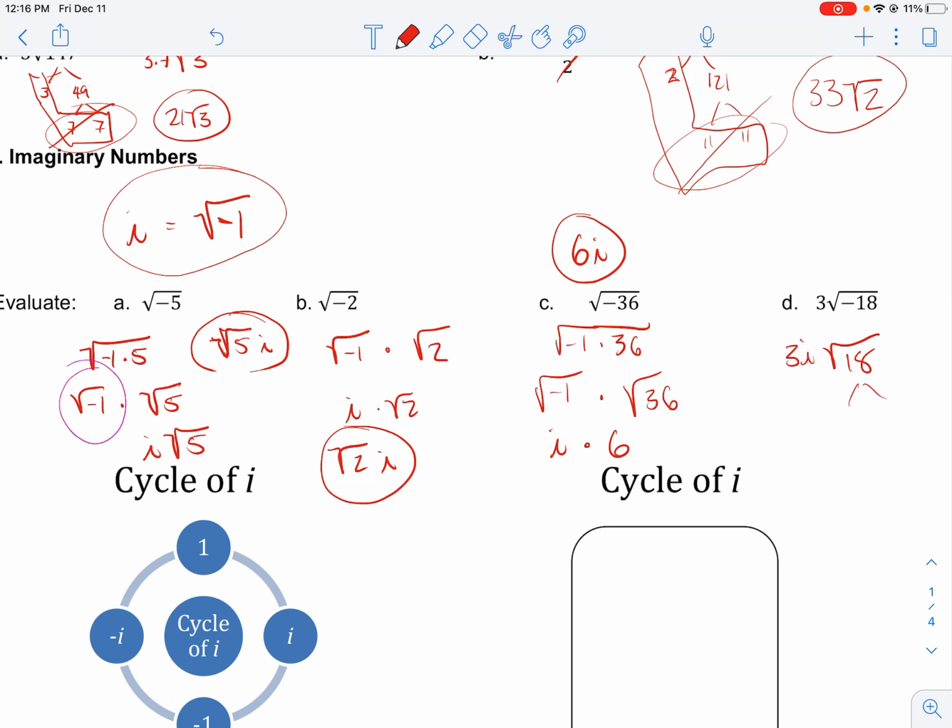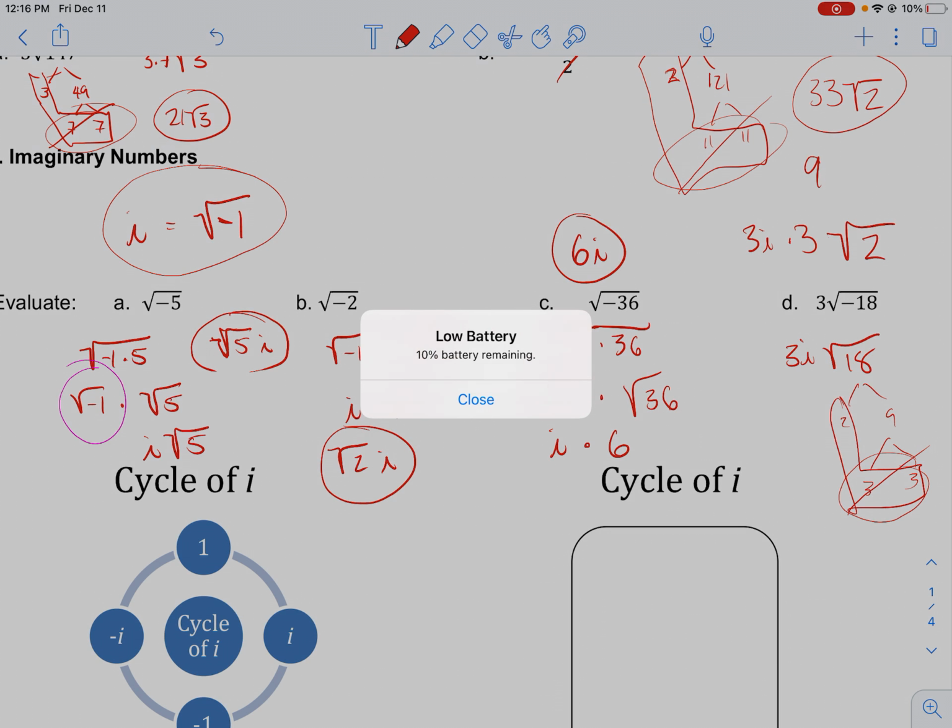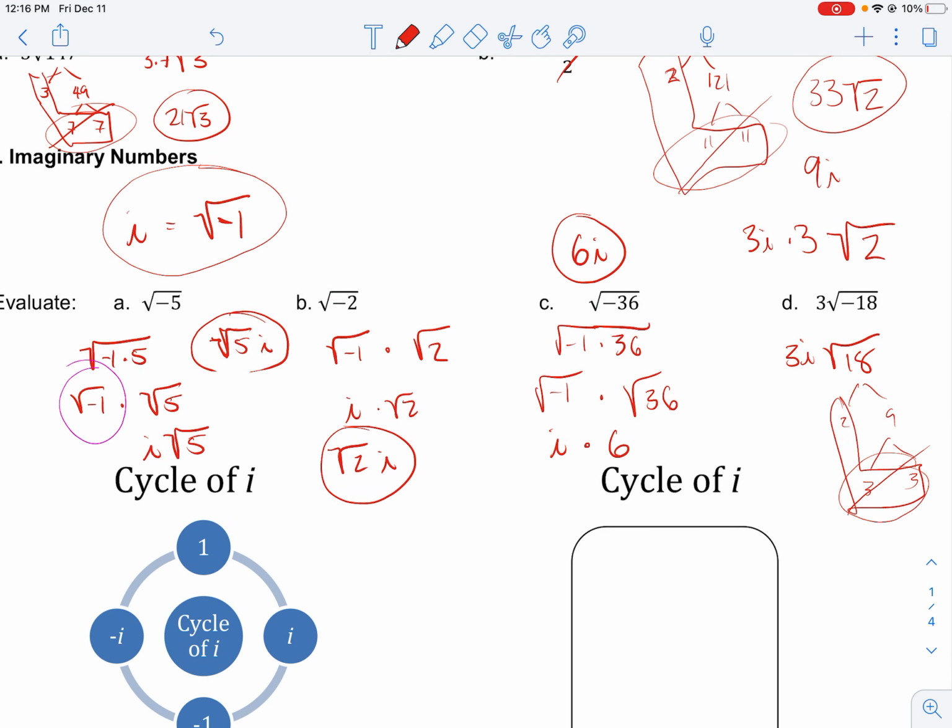So I got 3i square root 18. All right, hockey stick method: 2 and 9, 3 and 3. There's our hockey stick. So I bring out a 3, and the 2 gets left behind. My answer ends up being 9i square root of 2. And so those are my answers for A, B, C, and D.